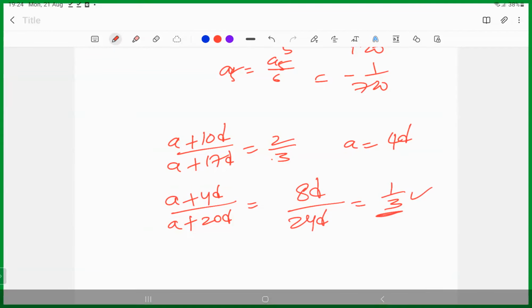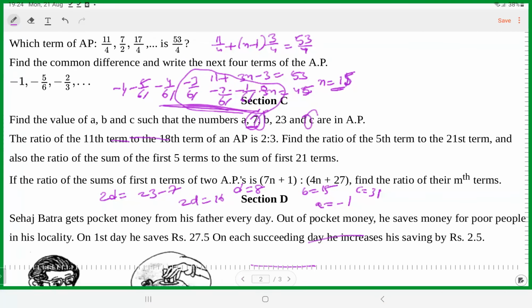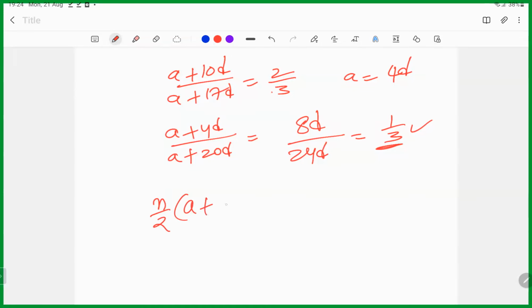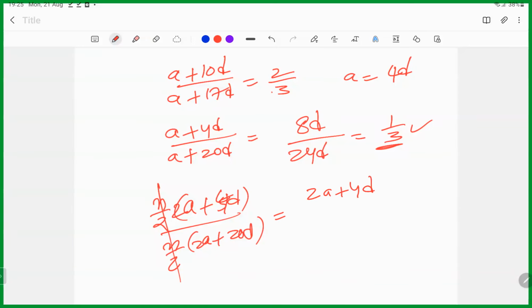So the next one, what we need to find out? Sum of the first 5 terms to sum of the first 21 terms. N by 2, 2A plus 4D, yeah? By n by 2 into 2a plus 20d, right? N by 2 will cancel out. So we can cancel out n. Okay. So 2a plus 4d by 2a plus 20d. So a will be 4d, 12d by 28d, 12 by 28, 3 by 7.